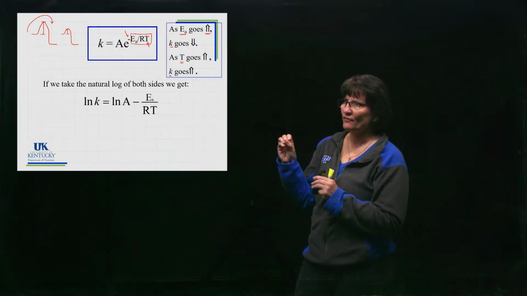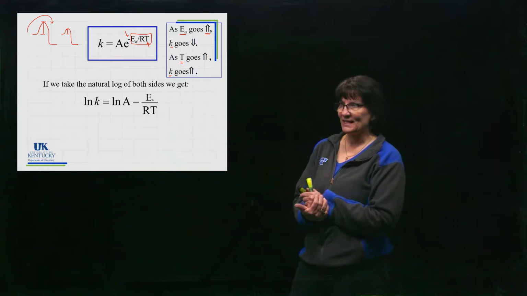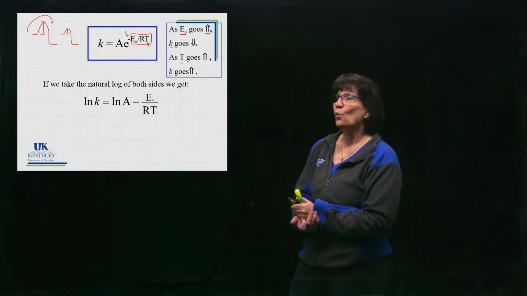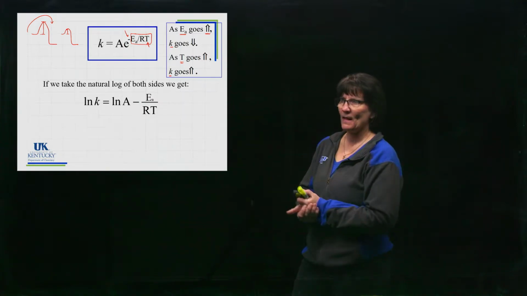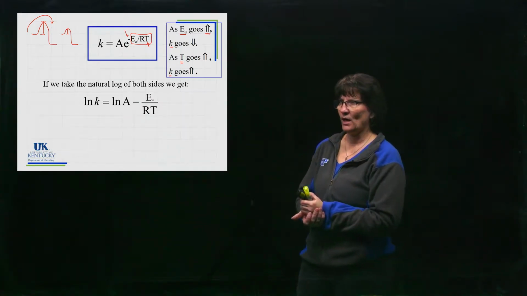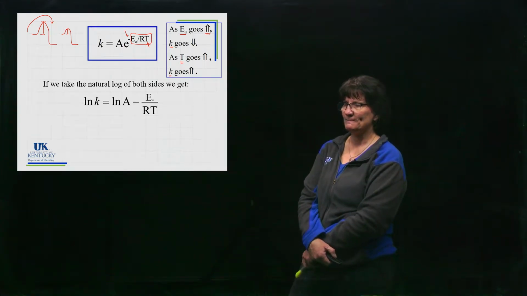So we have the natural log of a, and the natural log of e to the minus E sub a over RT, which makes the e go away, and you're left with what you see there, okay? So all that's happened is I've taken the natural log of both sides.